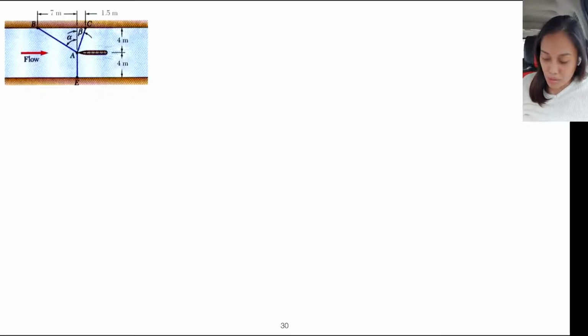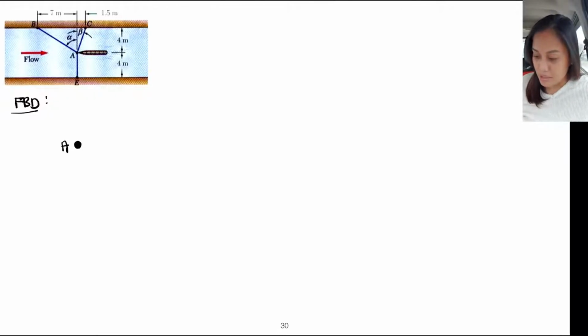Okay, so let's sketch our free body diagram. So, sa free body diagram, atong i-indicate ang point or ang particle nga atong i-select. So, dapat ang i-select nimo ang particle is kato nga particle nga naa tanan forces nag-act. Okay. So, atong una ibutang tong mga known nga forces.